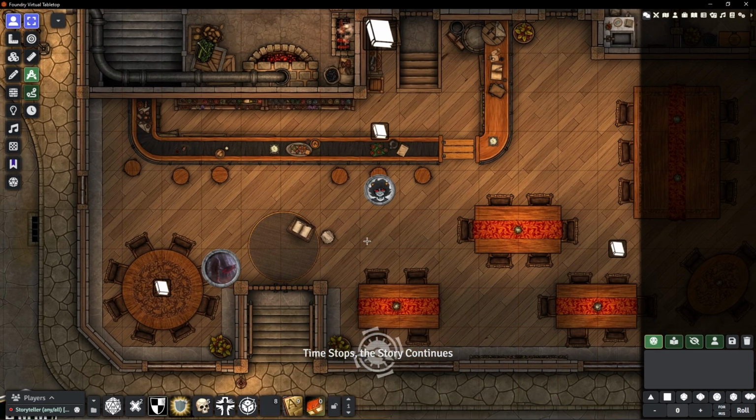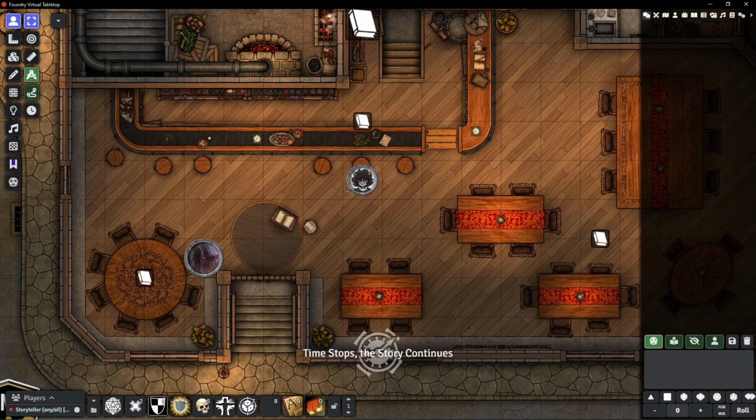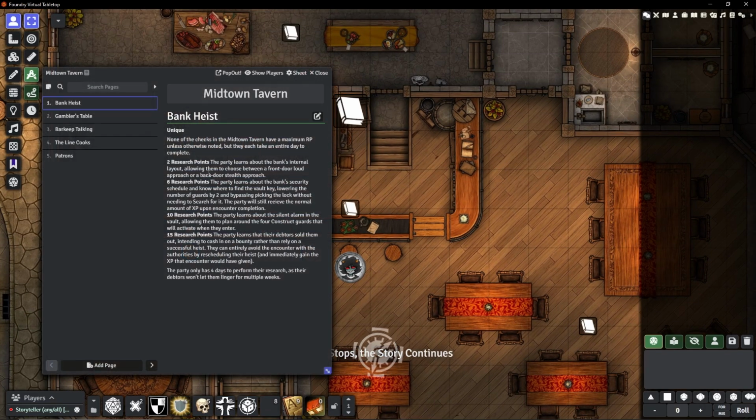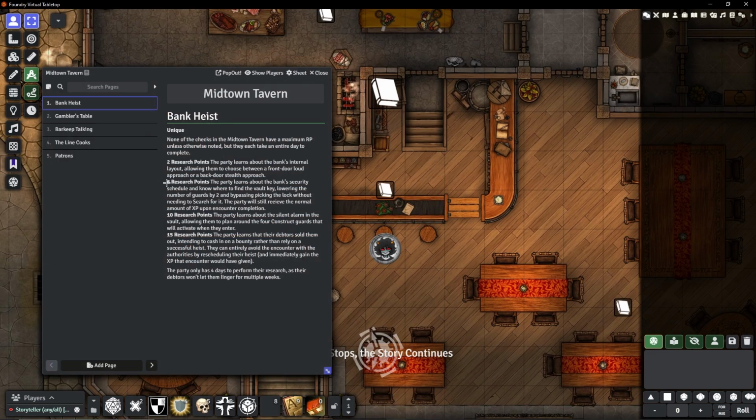They're both going to succeed or critically succeed on this day, advancing them not 1 tier but 2 tiers, so they will bypass the 6 research point threshold here, learning about the bank's security schedule and knowing where to find the vault key, which lowers the number of guards by 2 and means that they will not have to pick the vault lock and will not need to search for the key.